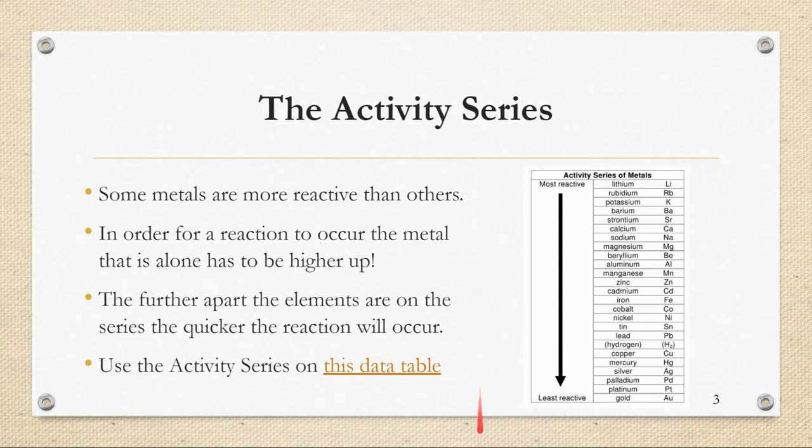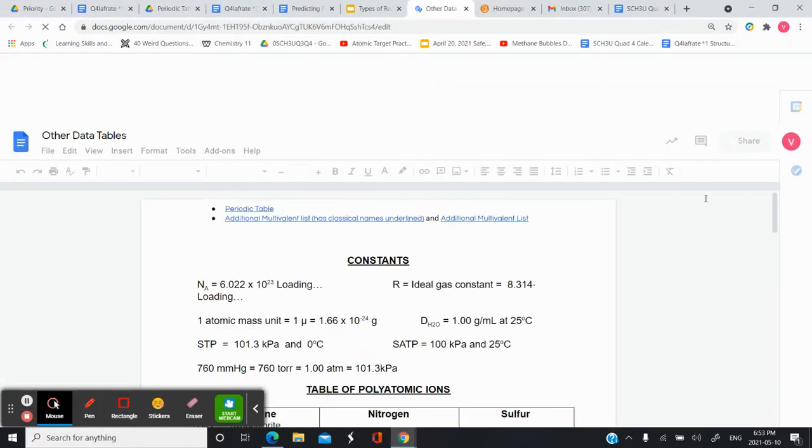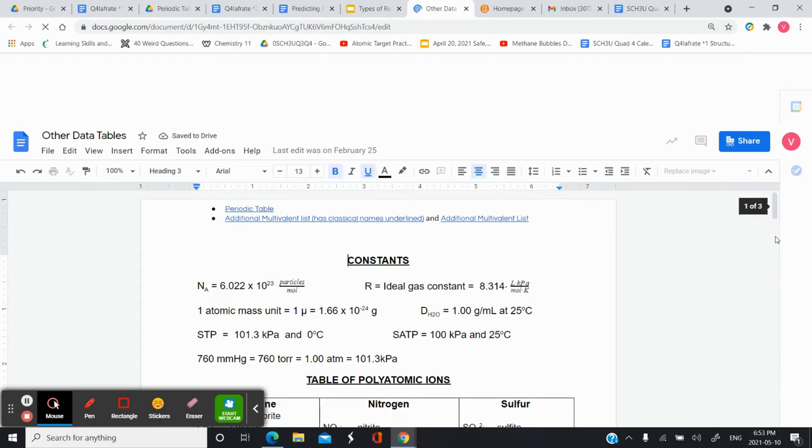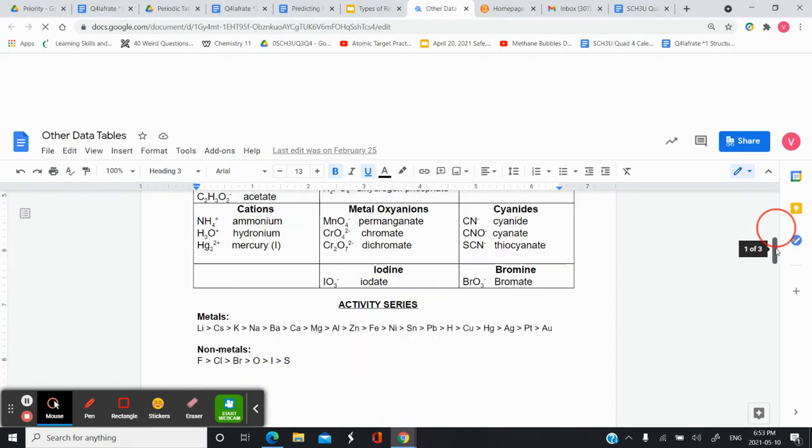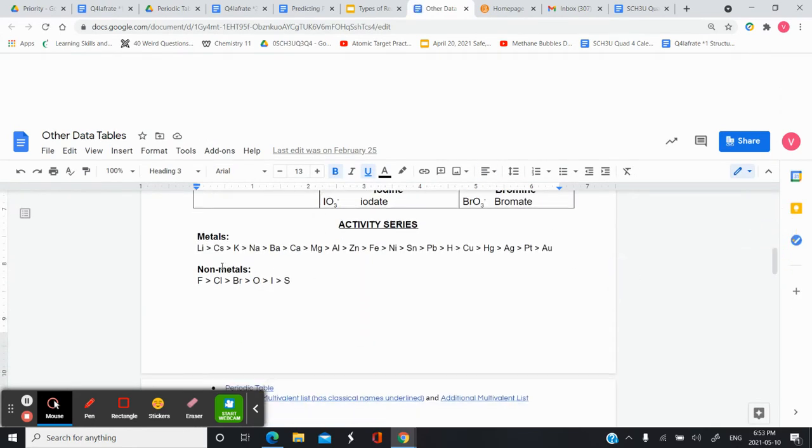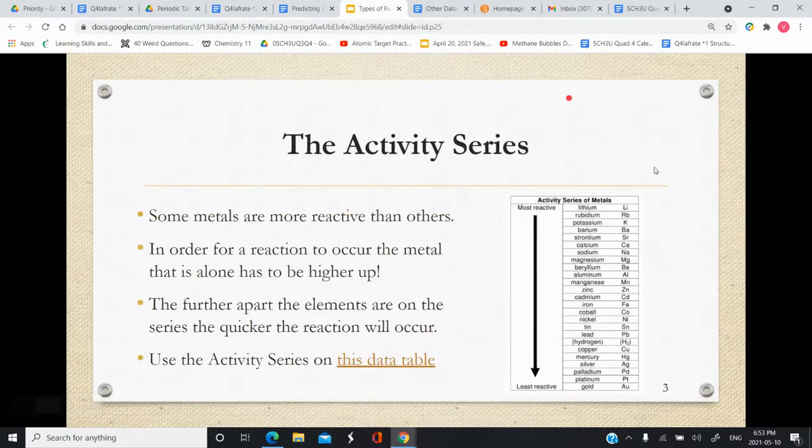So this is one of the activity series you can use when you're doing assessments, but there's one activity series over here in your data tables that you have included on your unit calendars that you can use as well. It's a nice and simple one. It's listed right over here. Activity series for metals and then for non-metals. So we're going to take a look at examples first with metal single displacements and then afterwards for non-metal single displacements.